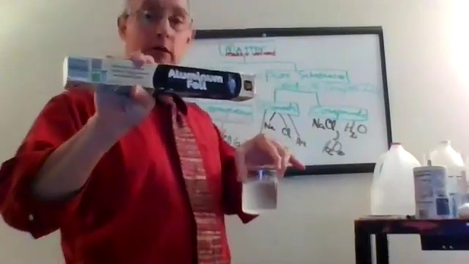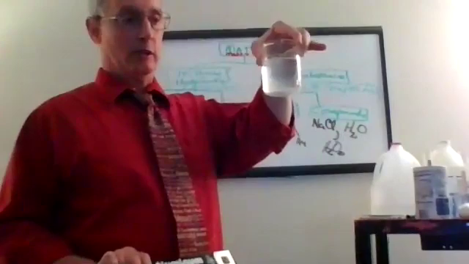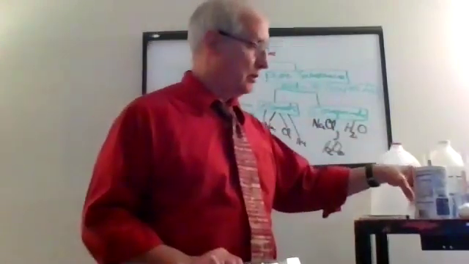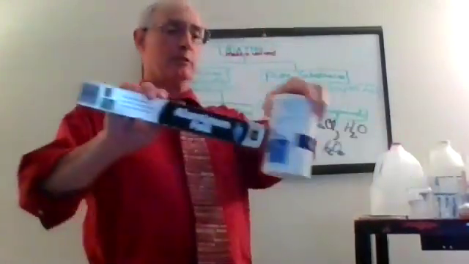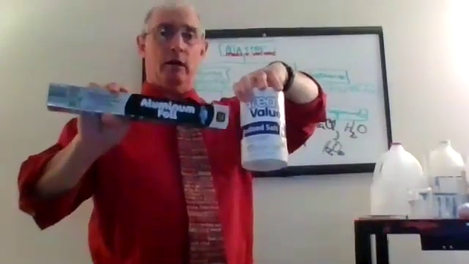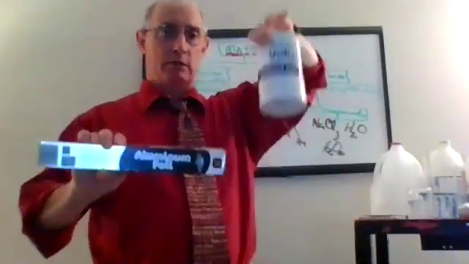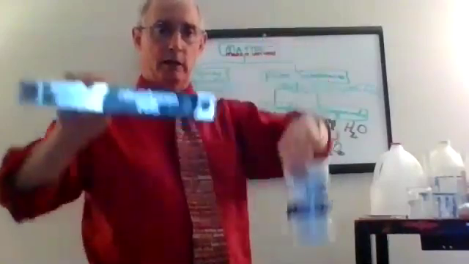Of course, the aluminum foil. It is an element. This is a mixture of salt and water. Which one of these is a pure substance? They both are. This is an element. This is a compound. That's sodium chloride. This is aluminum.